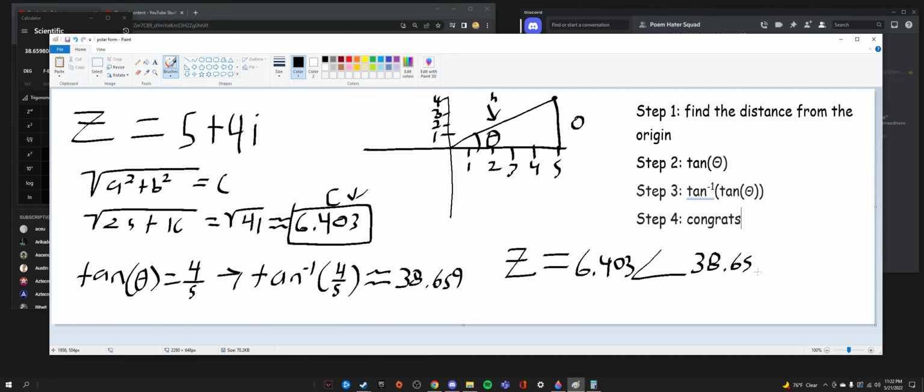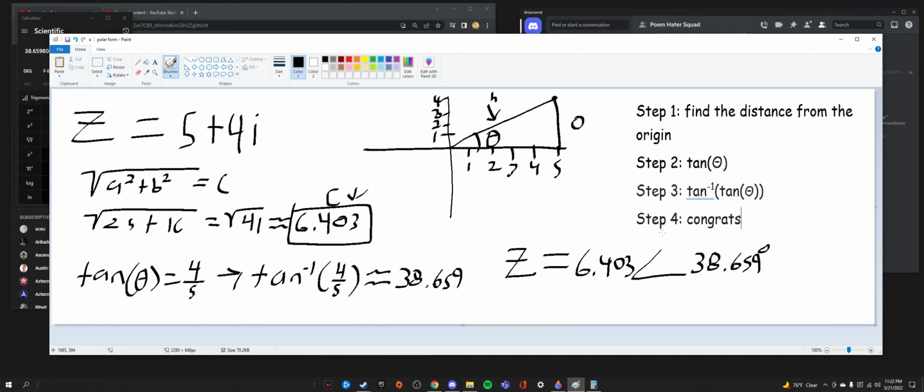38.659 degrees. Now, actual polar form does this in radians and uses sine and cosine and some more advanced trigonometry, and I didn't really feel like learning that. I also just know this is a lot easier, even if it's not an actual polar form complex number. It's more like a vector.